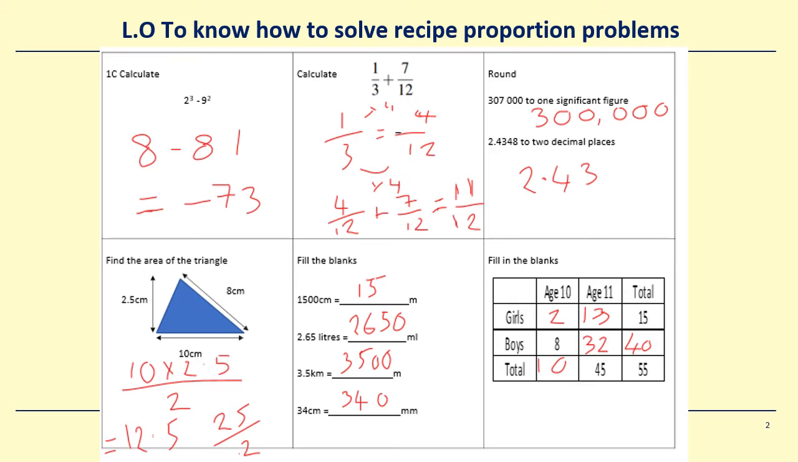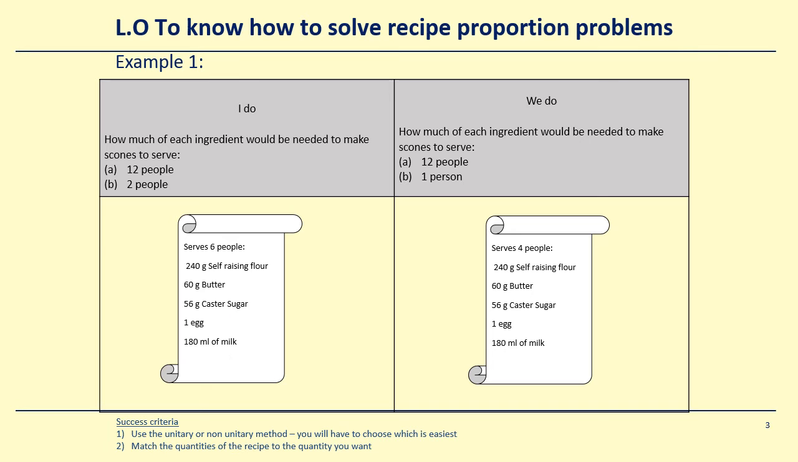Okay, so let's move on to the first problem of the lesson, and we'll start with an I do and a we do. We're doing recipes today, and the first one says how much of each ingredient would be needed to make scones to serve 12 people. So we have a recipe here for 6 people, and it gives you the ingredients you need to make scones for 6 people.